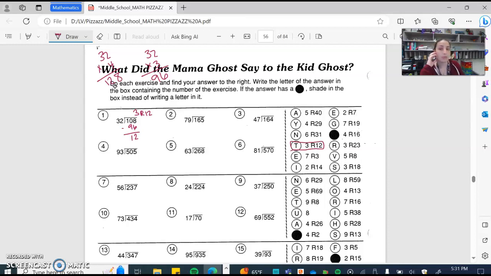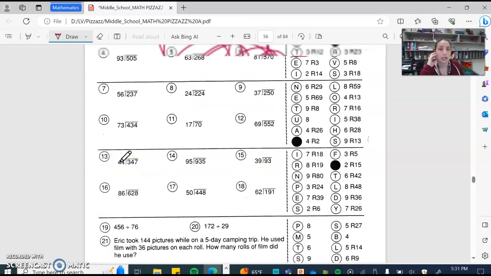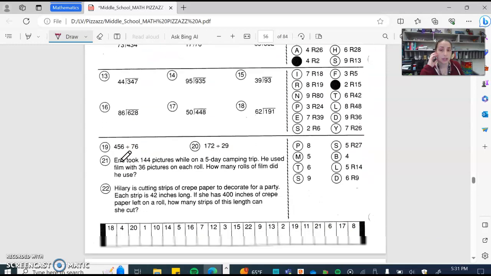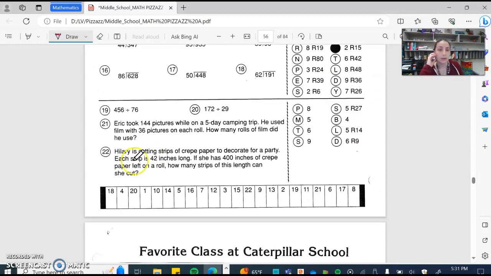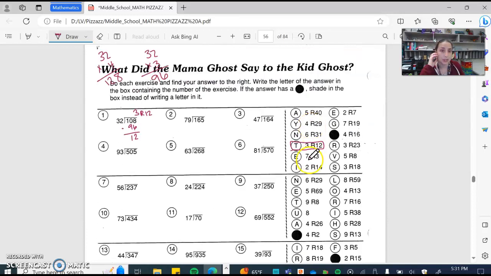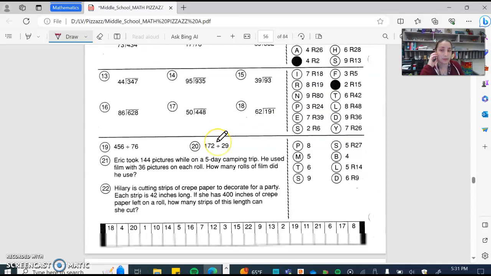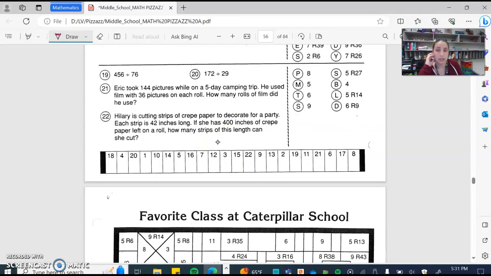And so for number 1, down below, I'm going to go to box number 1, and I'm going to insert this T for my box. So number 1, I'm going to put T.